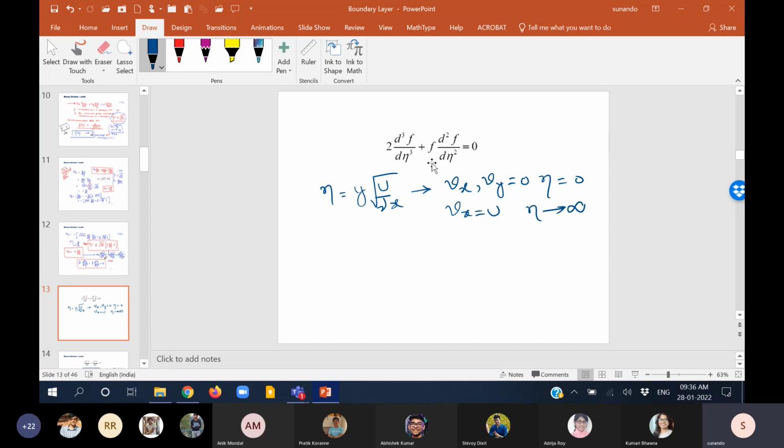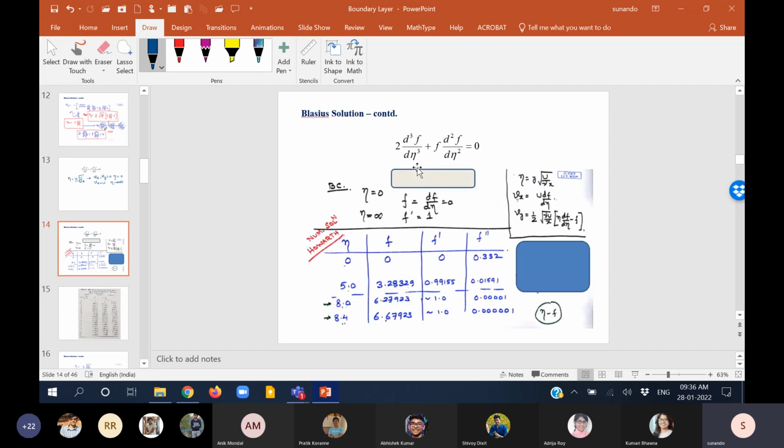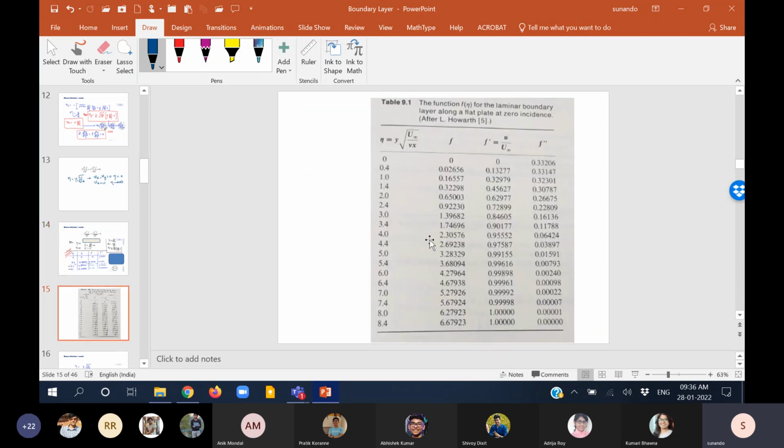So this equation from this point onwards has been solved using numerical methods, and this was done by someone named Howard in the 1950s. The complete table of eta, f the dimensionless stream function, f prime, and f double prime values are all listed here. This is what the table looks like. So for different values of eta, the values of f prime and f double prime are all provided.